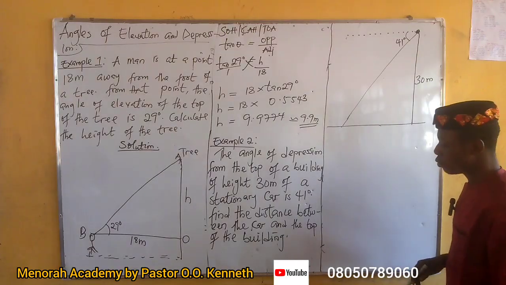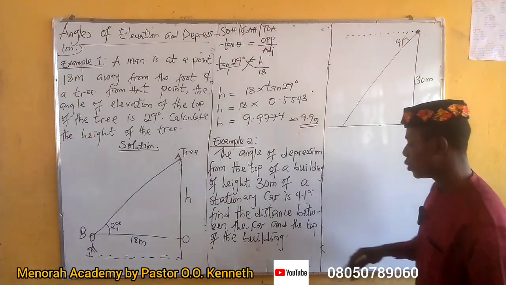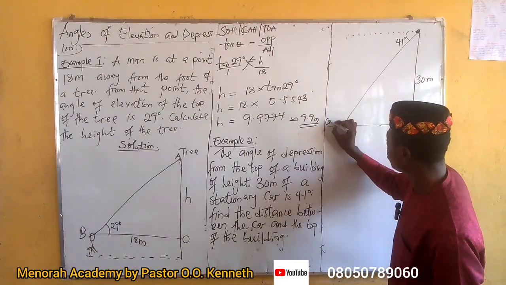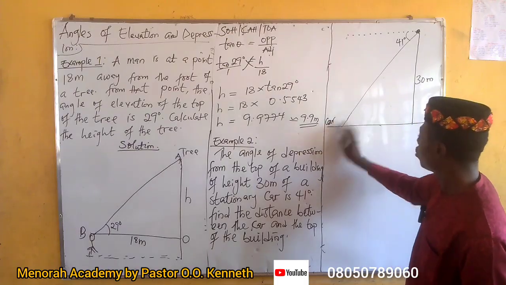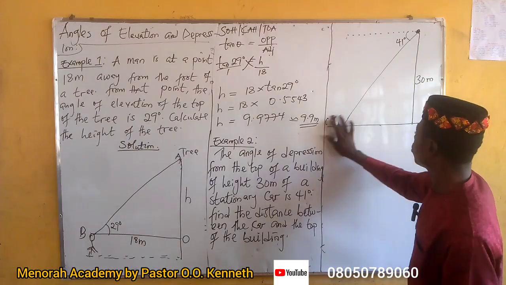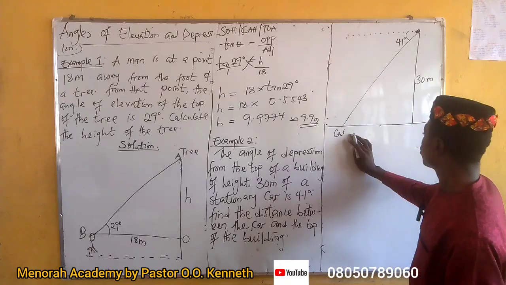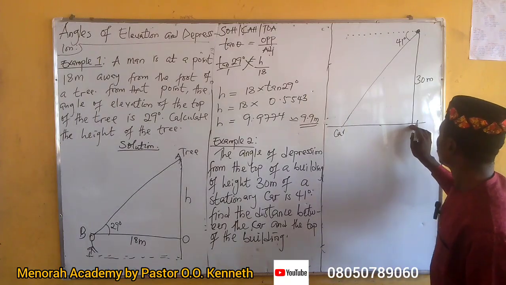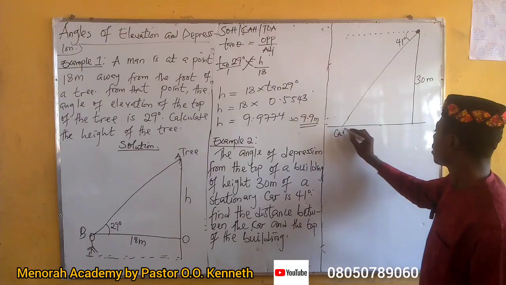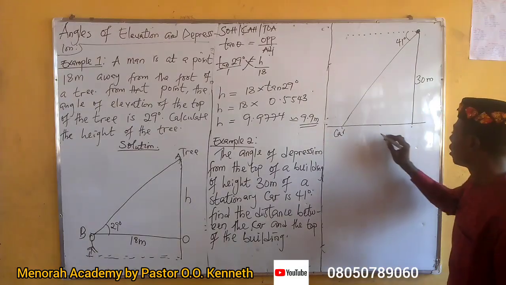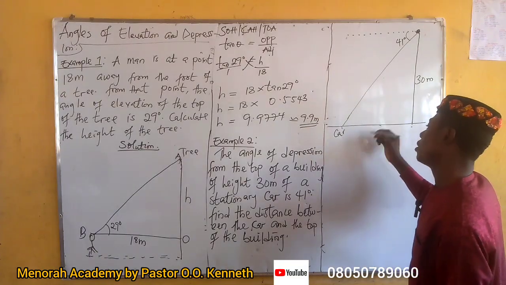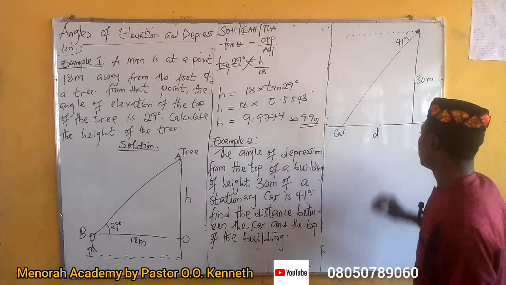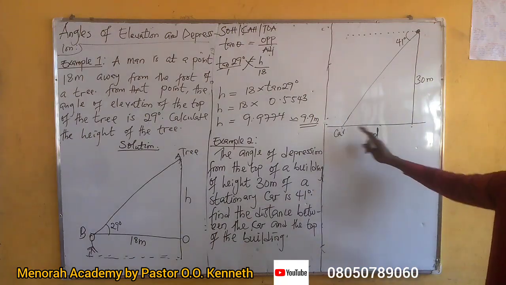And they said we should find the what? Find the distance between the car. This is where the car is. So the distance between the foot of the building, so this is the foot of the building, and the car. The distance from here down to this place is what they asked us to find. Let's say it is represented by D.